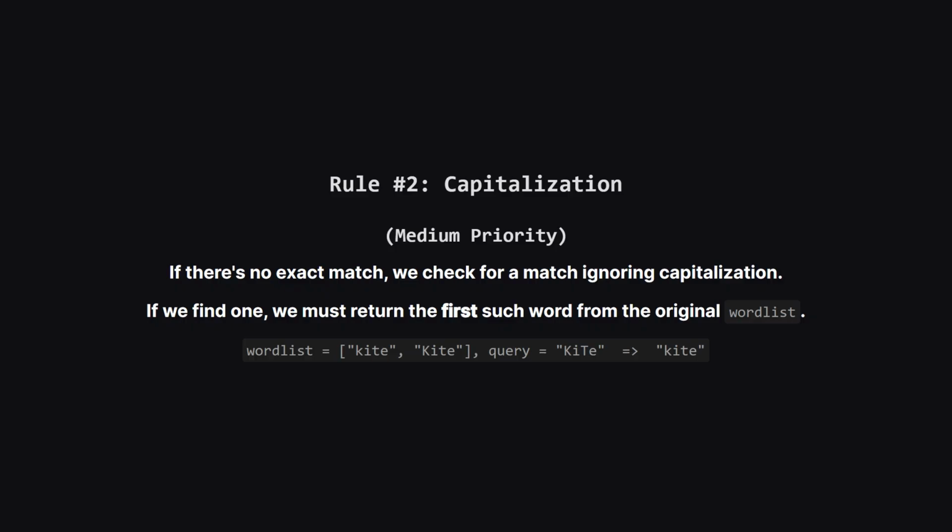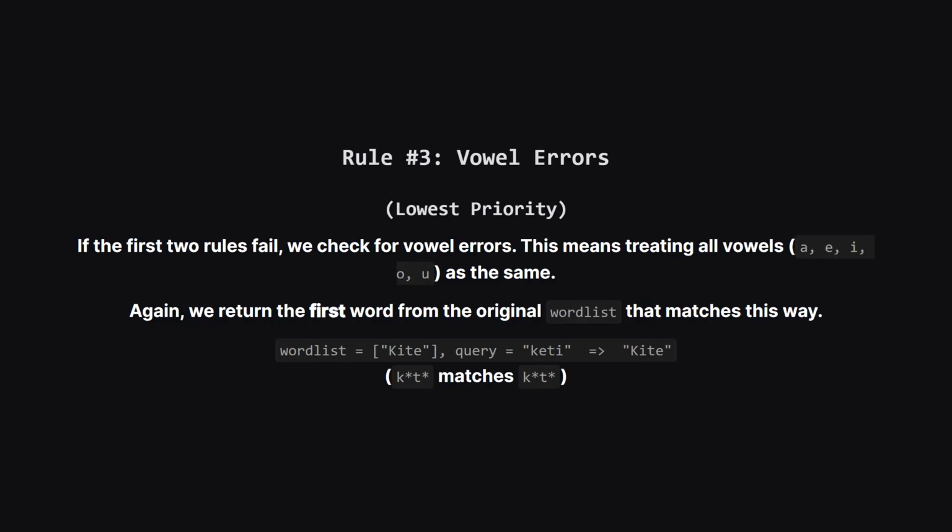We check again, but this time, we ignore the case. So kite would match Kite or KITE. Now here's the important part. If there are multiple matches, like both Kite and KITE, we have to return the one that appeared first in the original word list. If we still don't have a match, we get to the trickiest rule, vowel errors.